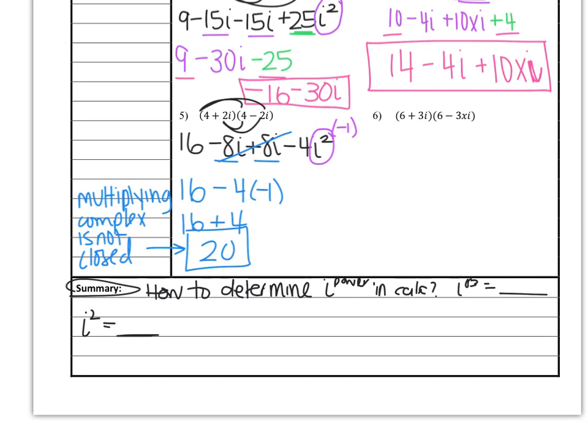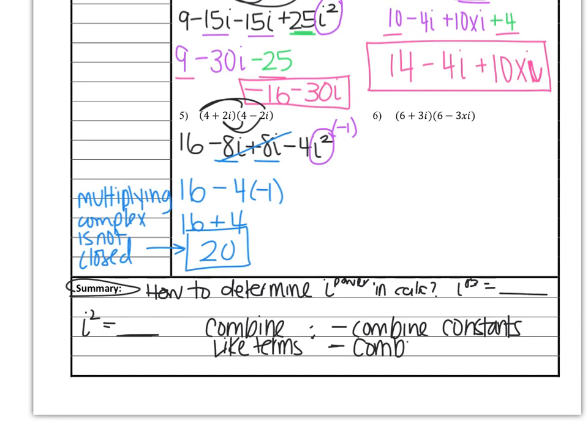And then when you are combining like terms, you should combine this and combine that. So combine constants together, which are your real things, and then combine i terms together. So that it's always in that a plus bi form. Okay, so finish up your summary and then go to your practice problems. Let us know if you have questions.